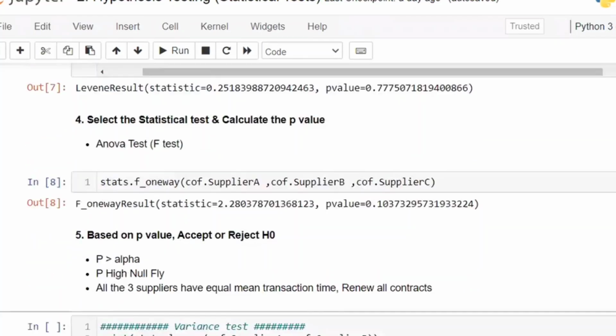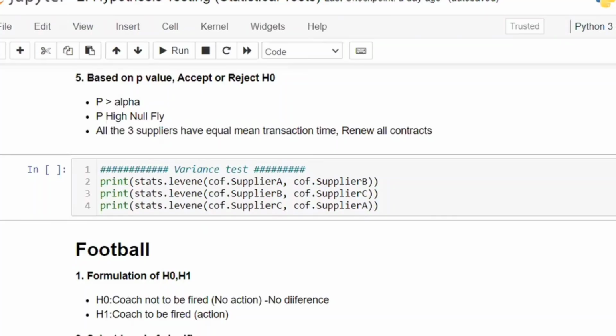Is that clear? So if the variances are not equal, you have to check the Levene test between A and B, B and C, and C and A separately, and you have to proceed with the two-variance, two-sample test only. You can't go with the ANOVA test.